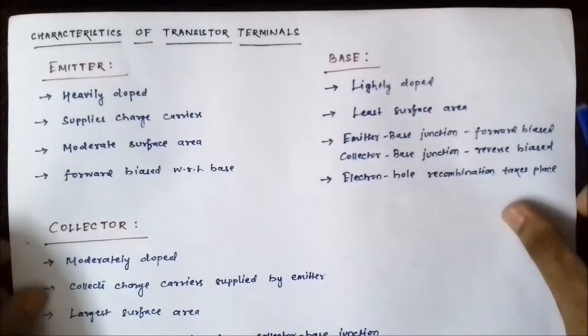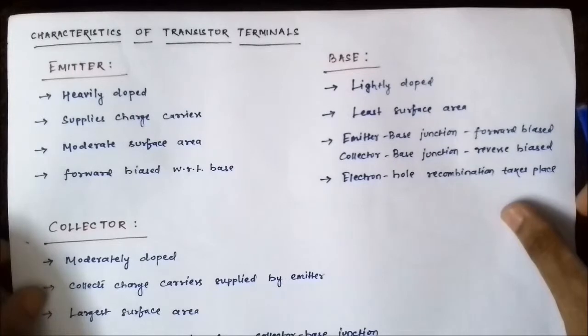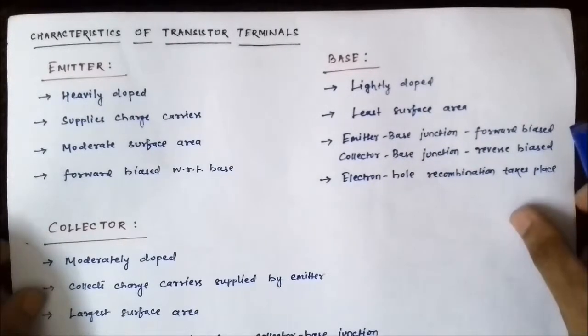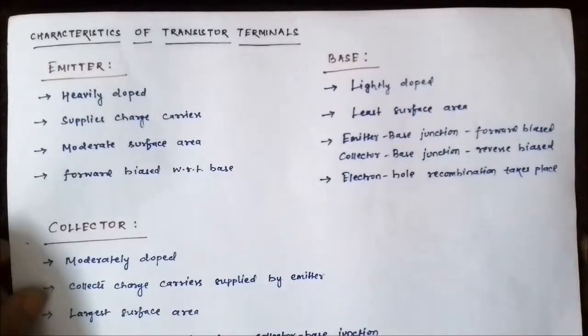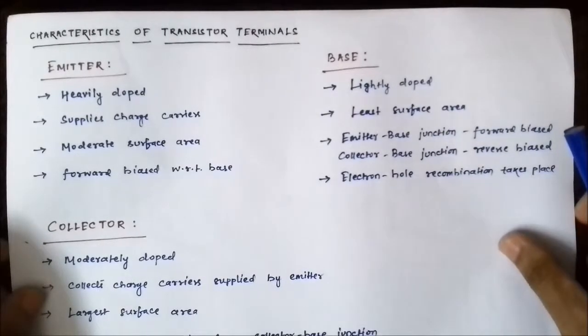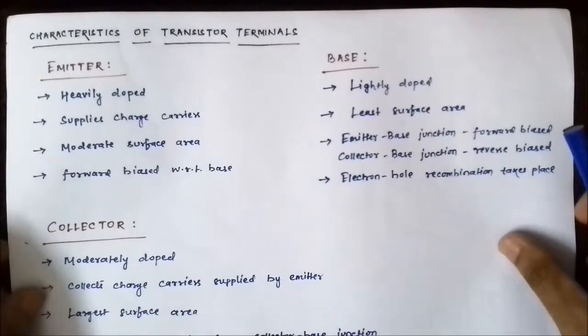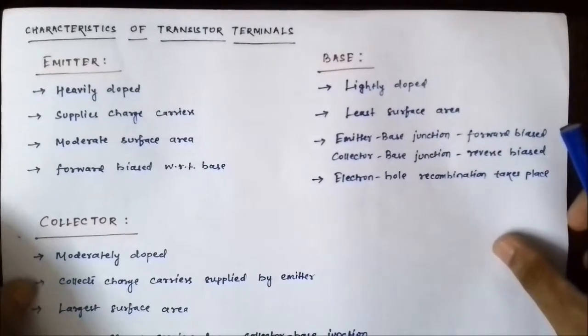It is heavily doped, means maximum impurity injection. Its function is to supply charge carriers towards the base and then to the collector. Its surface area is moderate, it means it is more than that of the base but less than that of the collector, and it is always forward biased with respect to base.